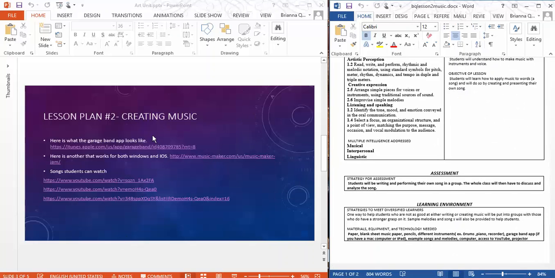For this one, students will be writing and performing their own song that they create in a group. Some of the things that I put here for the teacher and the students to use are the different apps that they can use to create the background sounds or background music in the song if they don't want to have to play out the melody by hand during the presentation.